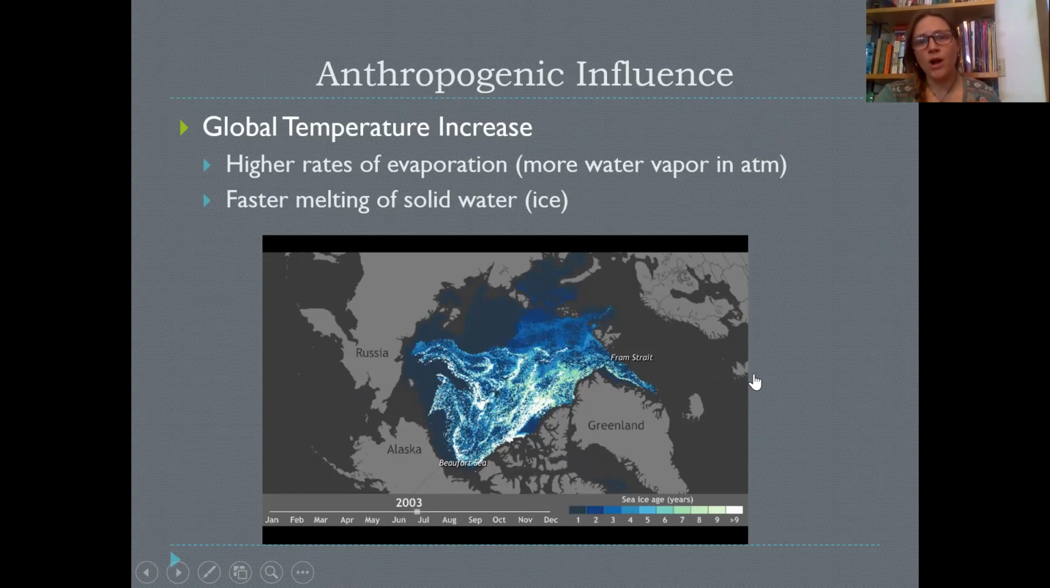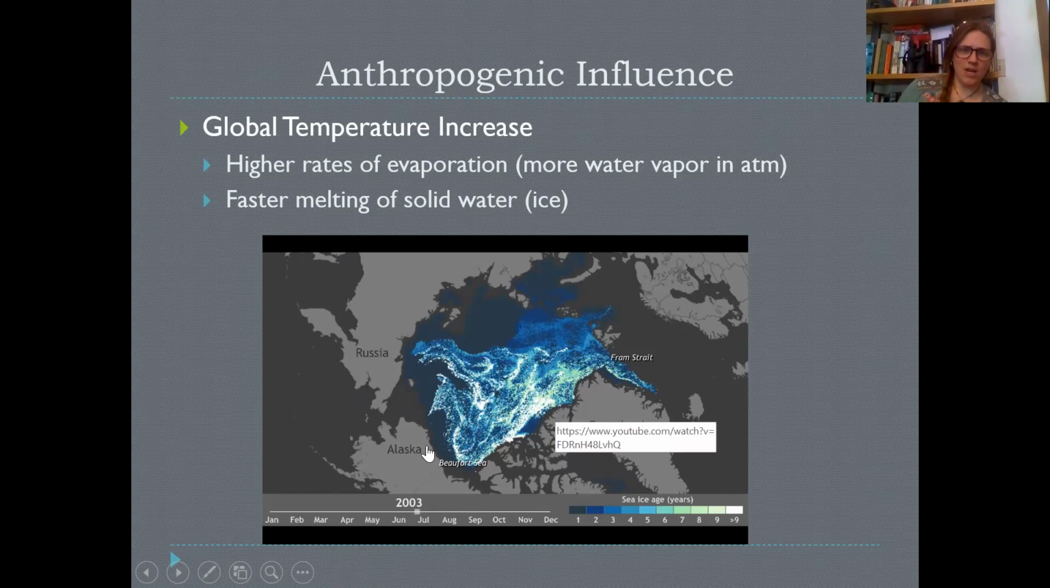So if it's warmer, we're melting ice caps really significantly. And so we're transferring a lot of water from that reservoir that we talked about in ice and glaciers and turning it into liquid water in the oceans and other places. And that's leading to things like sea level rise, which we'll talk a lot more about later in the class.